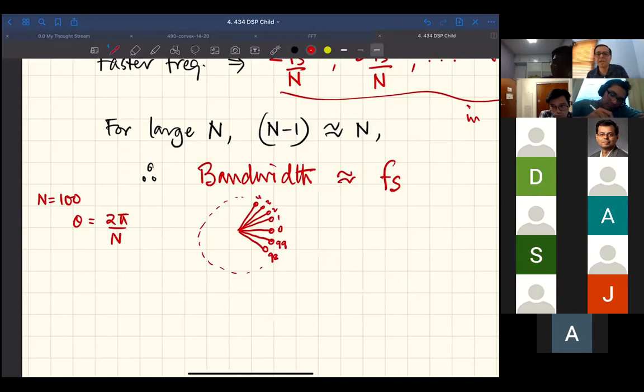Okay, how much is theta? Theta is 2 pi by 100. Right? So theta is over here, 3.6 degrees. You agree? Yes. Now you sample the signal. That is a completely independent parameter.